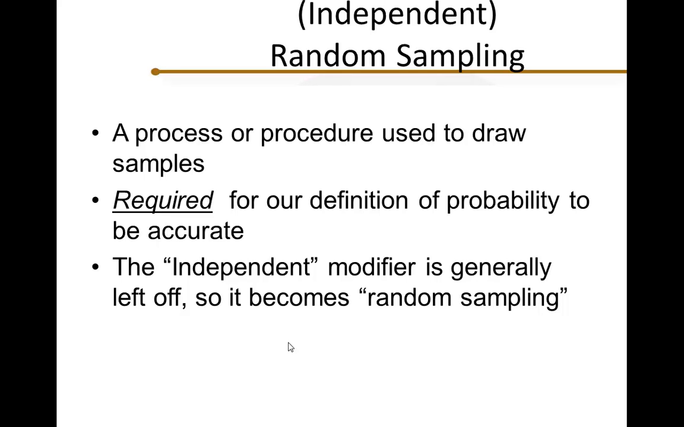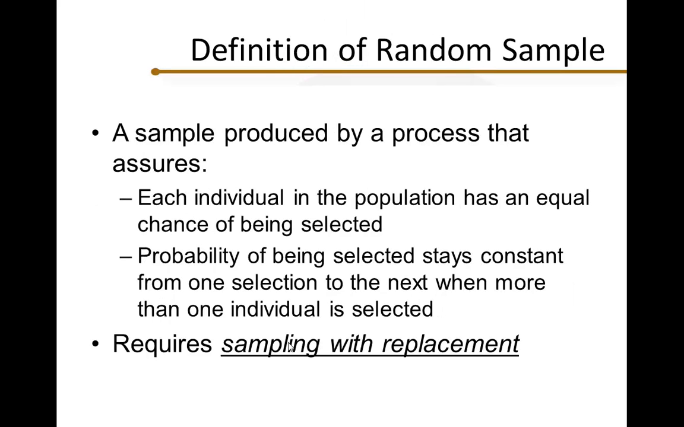So let's talk about random sampling, independent random sampling. This is a process or a procedure used to draw samples, and it's absolutely required. This concept of random sampling is a big concept to understand. It's required for our definition of probability to be accurate. The independent modifier is generally left off, so we just call it random sampling.